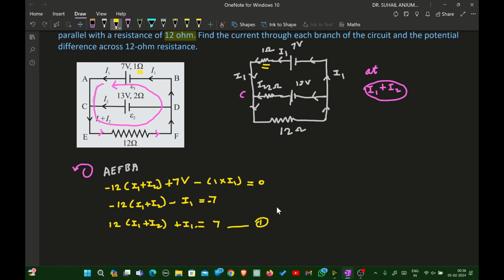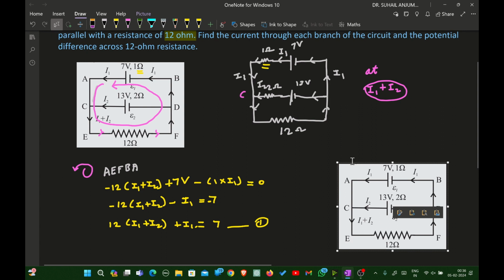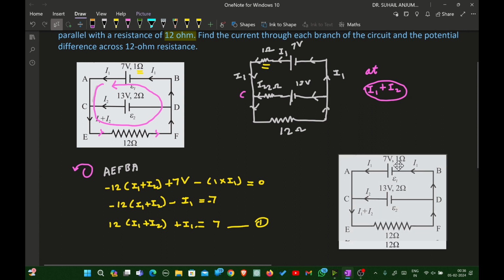Now we have to consider another loop. For that purpose, I will see if I can select this image. I will copy that, and I will paste it here. Yeah, so I got this image here.